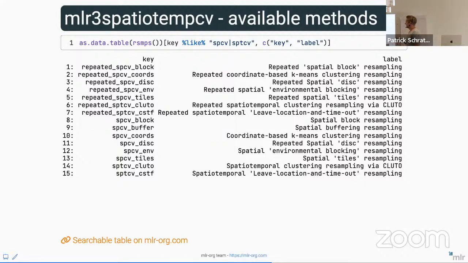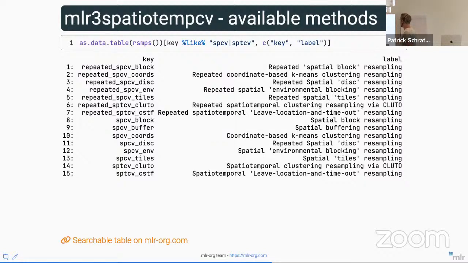So you see that first, there's always a repeated method and a non-repeated method for all of these. But let's focus on the last part, because these are actually the unique ones. So we have spatial block resampling, spatial buffering resampling, some k-means clustering here, some so-called disk resampling, environmental blocking. This is happening in the feature space and not on the coordinate space. Some tiling, which is similar to block resampling. And then we have two spatial temporal methods that operate in the 3D space.